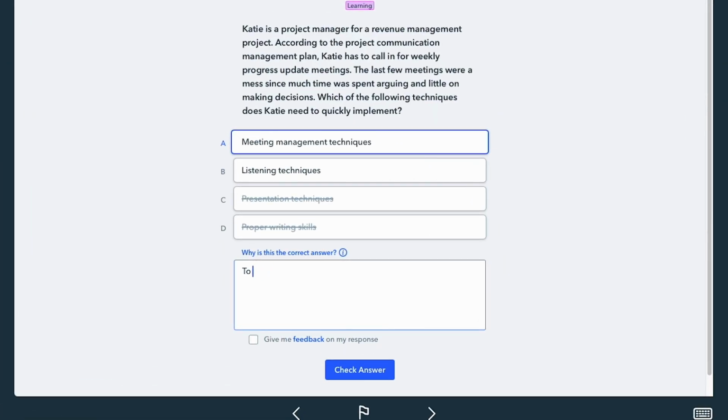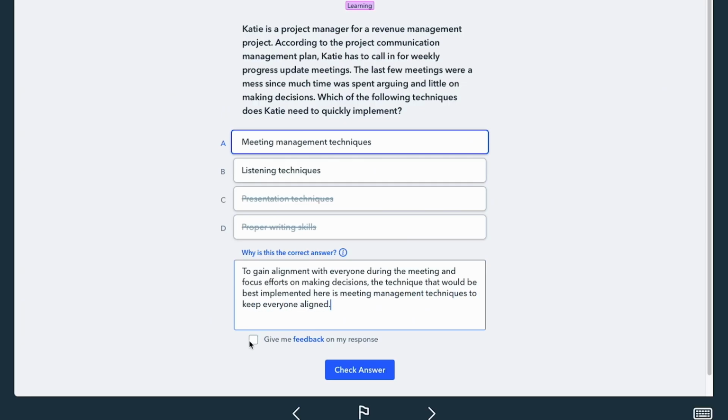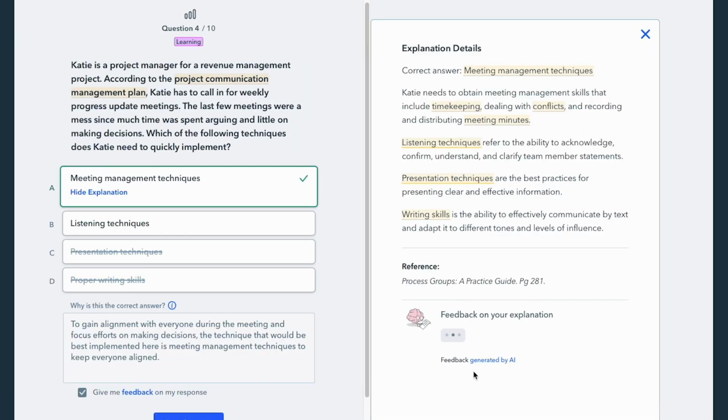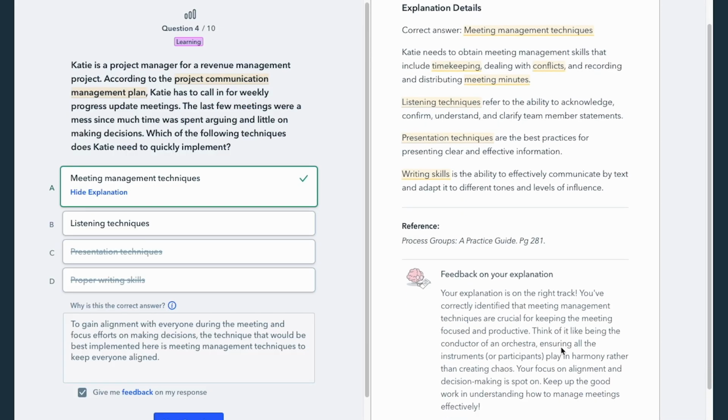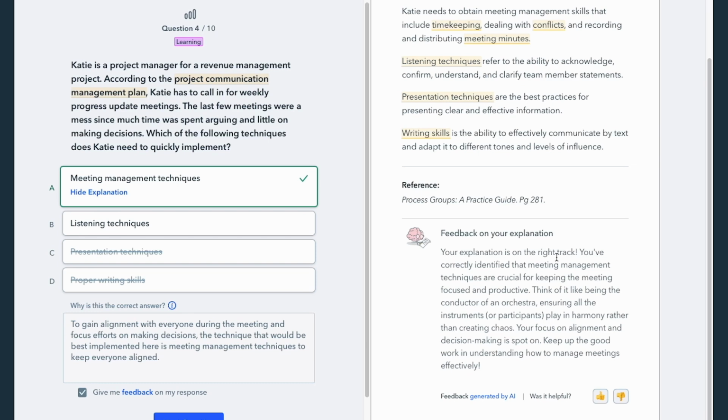These both help reinforce the material even better. Let me type in my explanation, and let's also checkmark the box to get Pocket Prep's feedback. When we submit our answer, Pocket Prep tells us that we're correct, and to think of it like being the conductor of an orchestra, ensuring that all the instruments are playing in harmony rather than creating chaos. This level of personal feedback is helpful because no other software that I've used gives you this interaction, so you can remember the concepts even better.